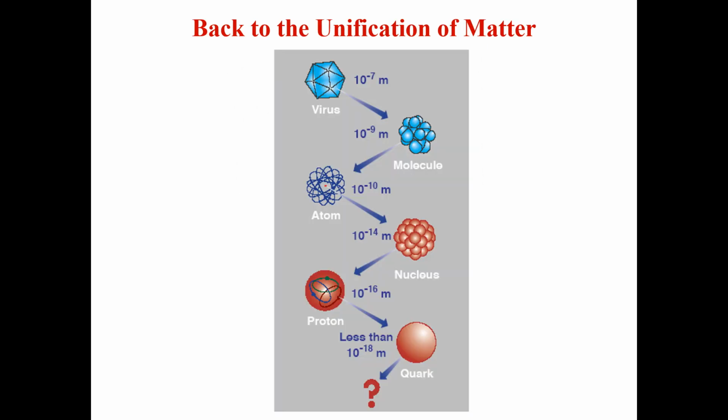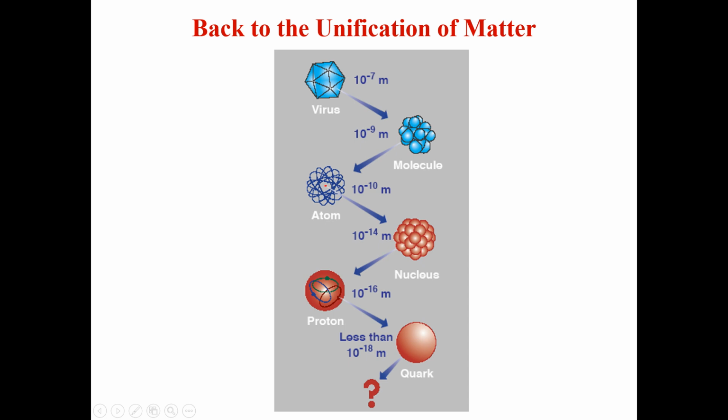So back to the unification of the matters. If you have a close look at what we have inside the universe, starting from bigger scales, like the virus, you know that the virus has a size of about 10 raised to power minus 7 meters. If we reduce the size to the nanoscale, that is 10 raised to the power minus 9 meter, at this particular scale we have molecules.